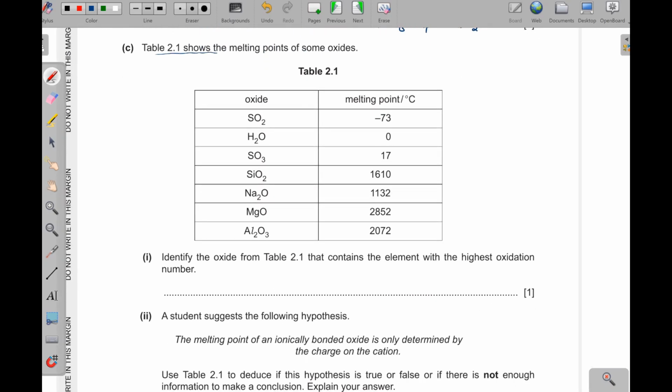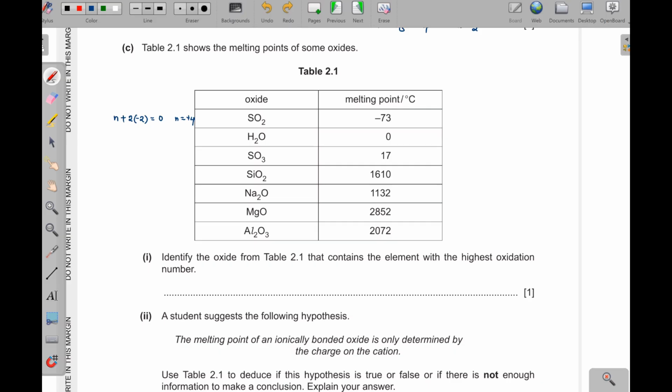Then part C, table 2.1 shows the melting points of some oxides. Identify the oxide from table 2.1 that contains the element with the highest oxidation number. Okay, let's look at the oxidation numbers here. The one for sulfur dioxide, we are going to have N, then plus the oxidation state of oxygen, which is always minus 2, but there are 2 of them, and this one has no charge, so we equate to 0. So N here is going to be equal to plus 4.